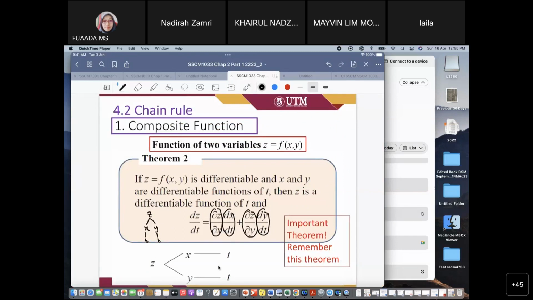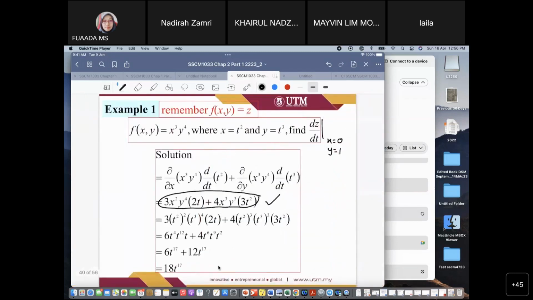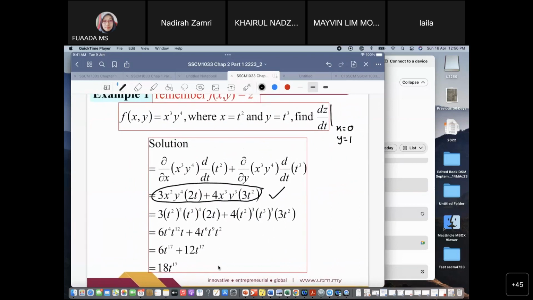Okay, I have a question for this one. Soalan yang sama. Cuma katalah, can we differentiate this? Can we obtain the dz over dt without chain rule? So this one using chain rule. This is all using chain rule. You dapat jawapan 18t to the power of 17. But can we find the derivative without chain rule? What do you think? Boleh tak?